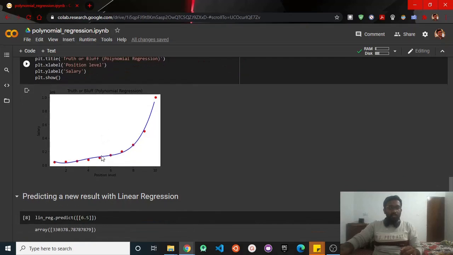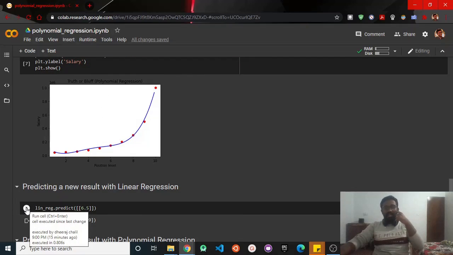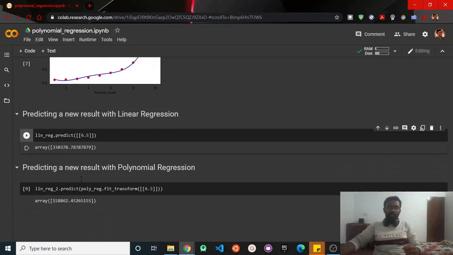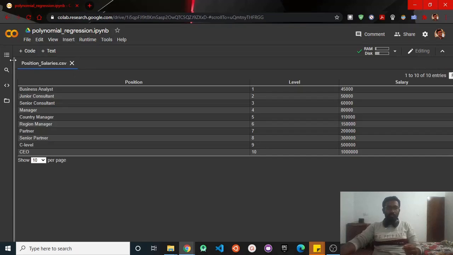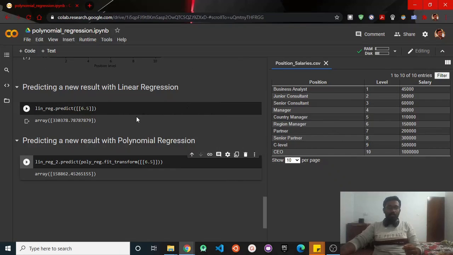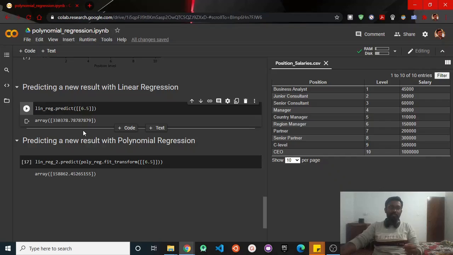So what if I use the earlier straight line model to predict the value for a person with a level of 6.5? Let's check our data set again. My data set says that for the 6.5 value, somewhere between these, the person should get paid 1,50,000 to 2 lakhs. But my linear regression model predicts that he should get 3,30,000 rupees. So obviously the company is at a loss, right? So that is not the right model to be used.